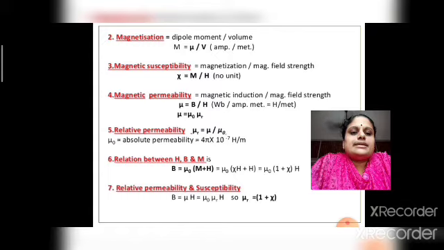Relative permeability and susceptibility. B is equivalent to mu H, which is equivalent to mu 0 mu r into H. Here mu r is equivalent to 1 plus chi.